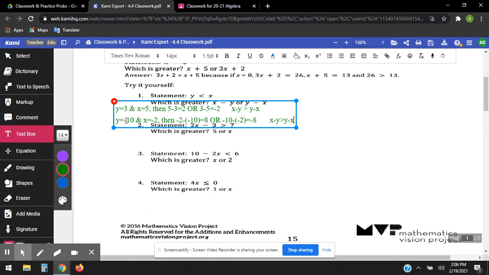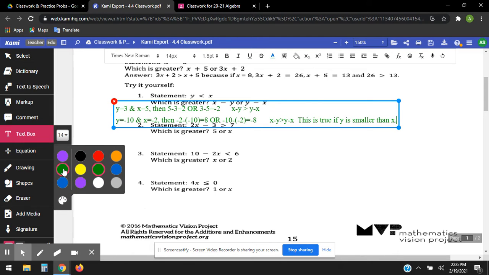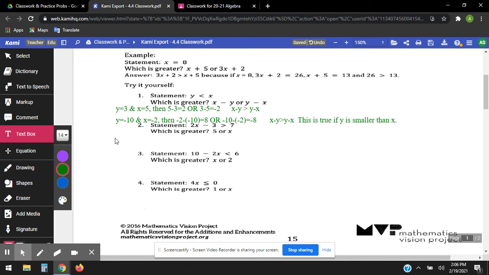So notice in both cases we used the smaller number as the y. So this is true if y is smaller than x. So we found out at least what makes it true in there. All right, next one. We'll do the next one in purple.